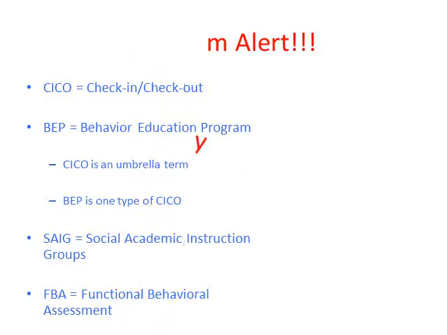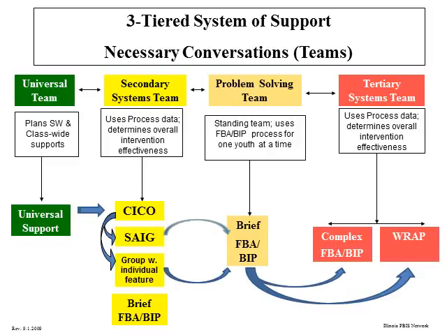Acronym alert. So we've got quite a few acronyms. When you're looking at PBIS, PBIS in itself is an acronym that's used quite frequently. So we've got check-in, check-out, behavior education program, BEP. Check-in, check-out is an umbrella term. So there's different systems. We've got BEP, which is a type of check-in, check-out, social academic instructional groups, and FBA, which is functional behavior assessment. That's mostly the Tier 2.